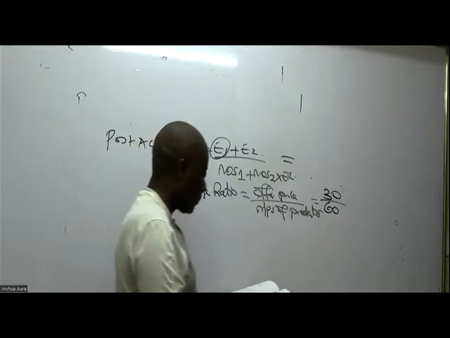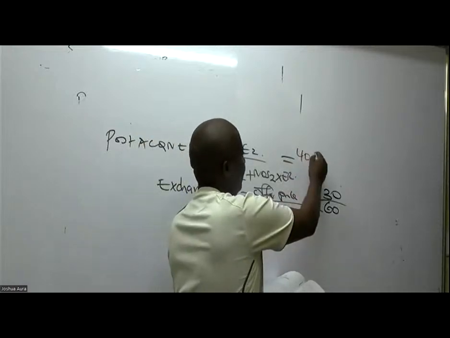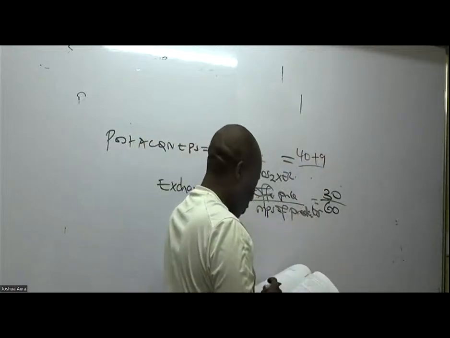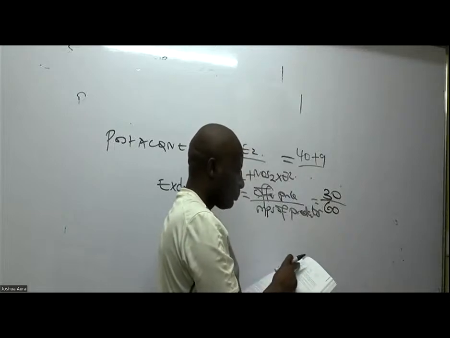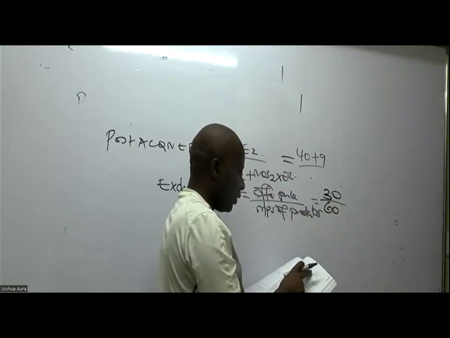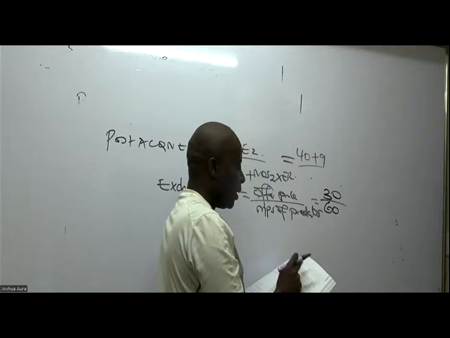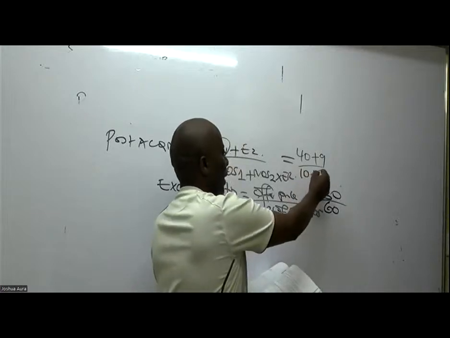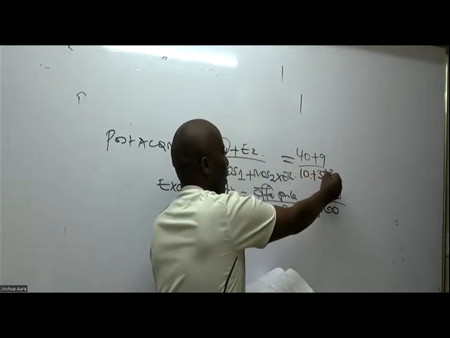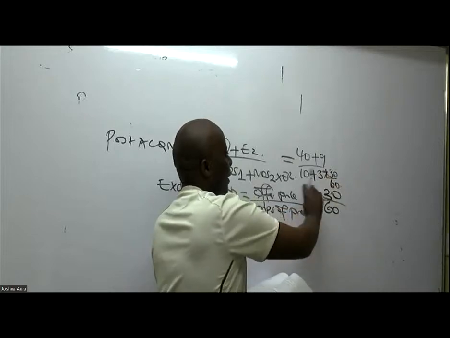So 40 plus 9, over the number of ordinary shares of the first company outstanding. I can see 10 plus 3 times the exchange ratio of 30 over 60 here.